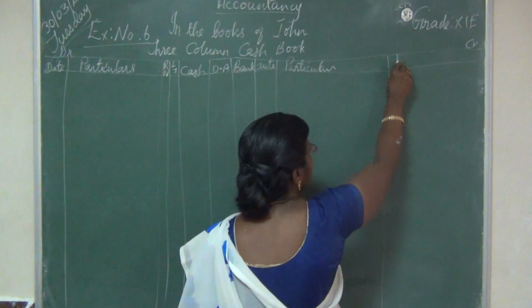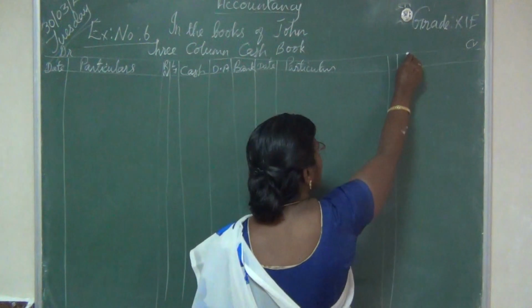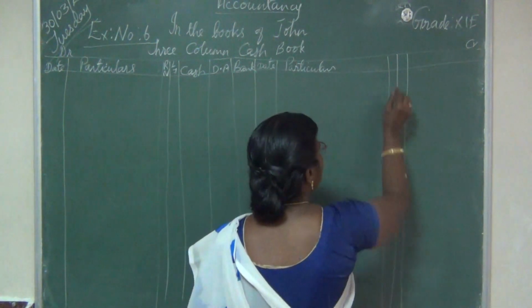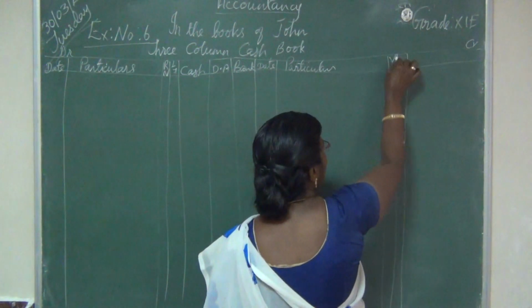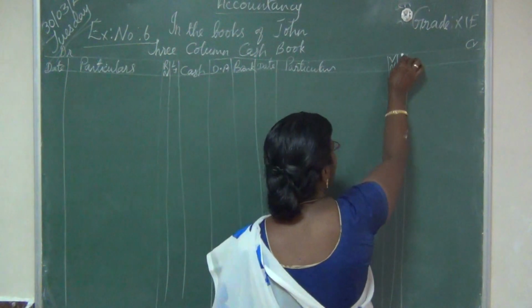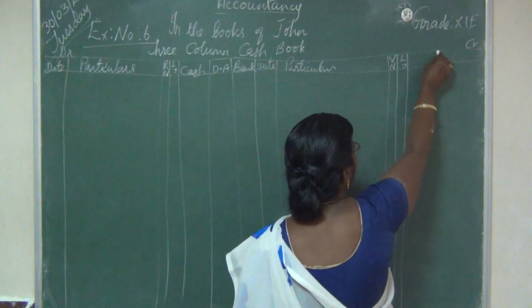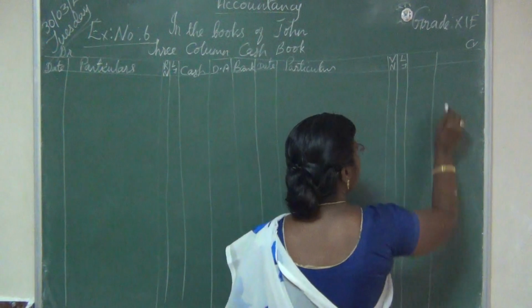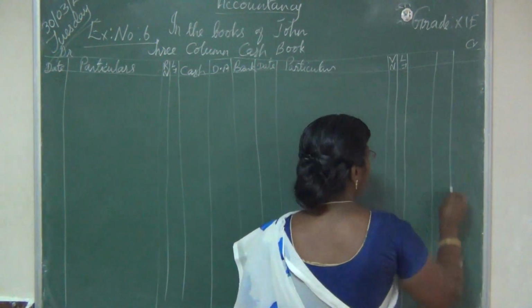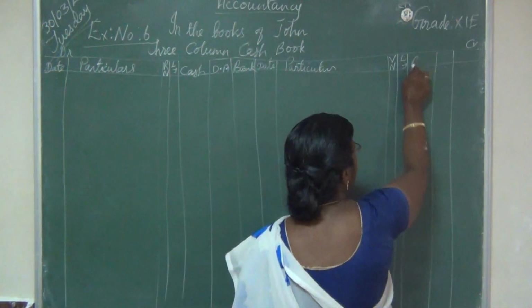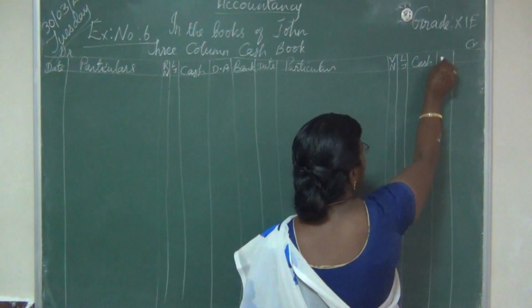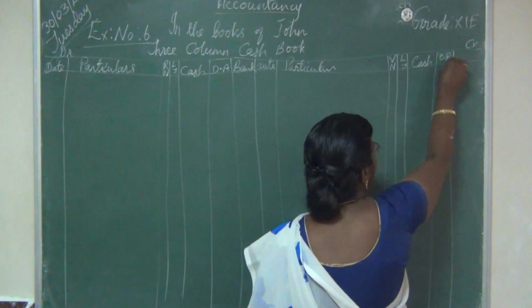And two small columns. Here voucher number for the payment, then LF, ledger folio, then 3 amount columns. Two will be a little bigger, one will be small. Cash, then discount received, then bank.